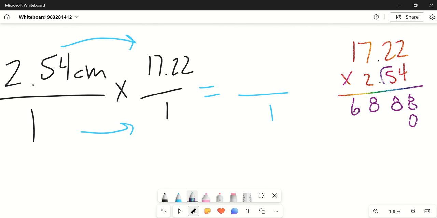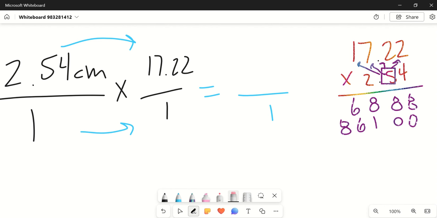And now I'm multiplying 5. 5 times 2 is 10. Carry the 1. 5 times 2 again is 10, plus 1 will be 11. Carry the 1. I said carry the 2 earlier, I meant carry the 1. 5 times 7 is 35, plus 1 is 36. I will carry the 3. And then 5 times 1 is 5, plus the 3 will be 8.